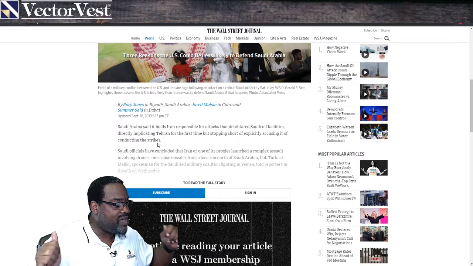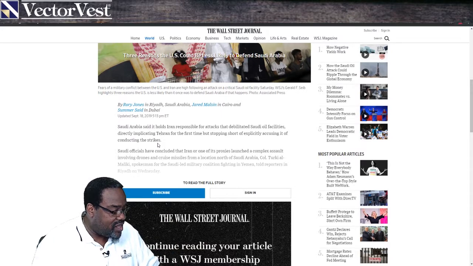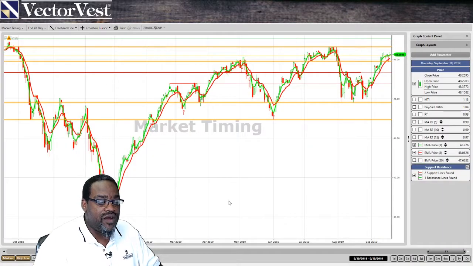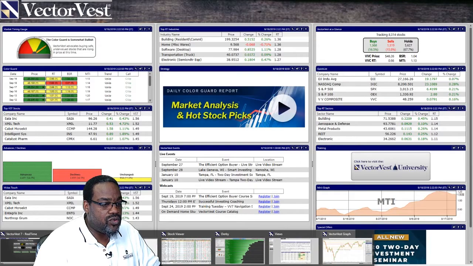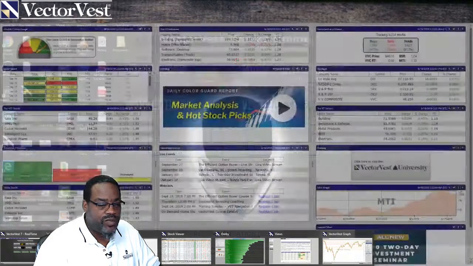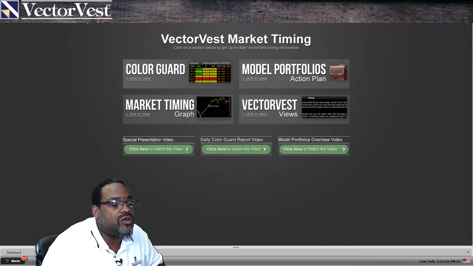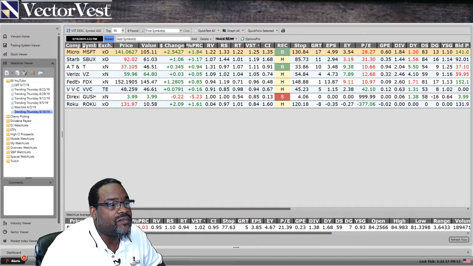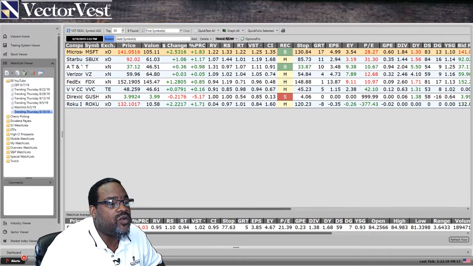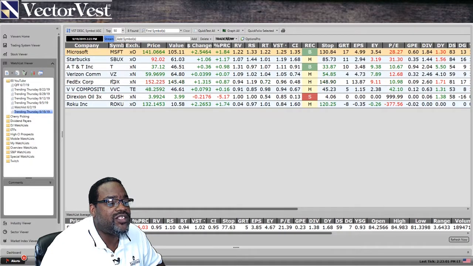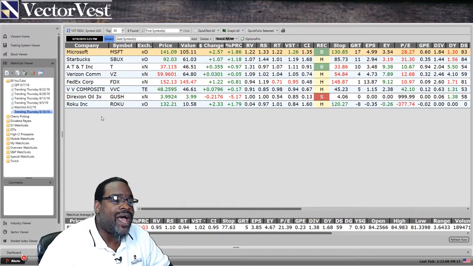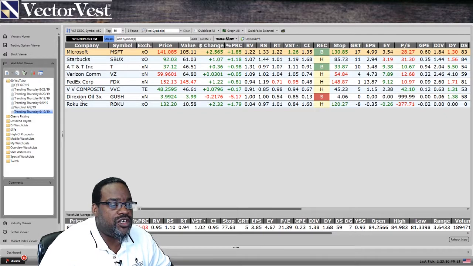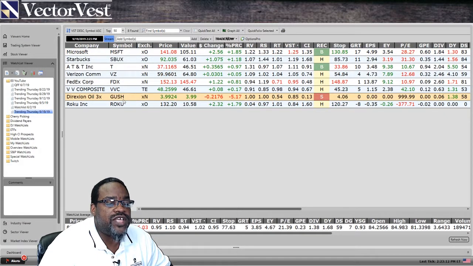So with that being done, let's go take a look in the software at oil. I'm going to go to a watch list that I've created. And the watch list, we already looked at the VectorVest composite. The next indicator I want to look at is GUSH, which tracks oil. Or I can look at any oil ETF. So I'm using the triple leverage Direxion on GUSH. Let's take a look at it.